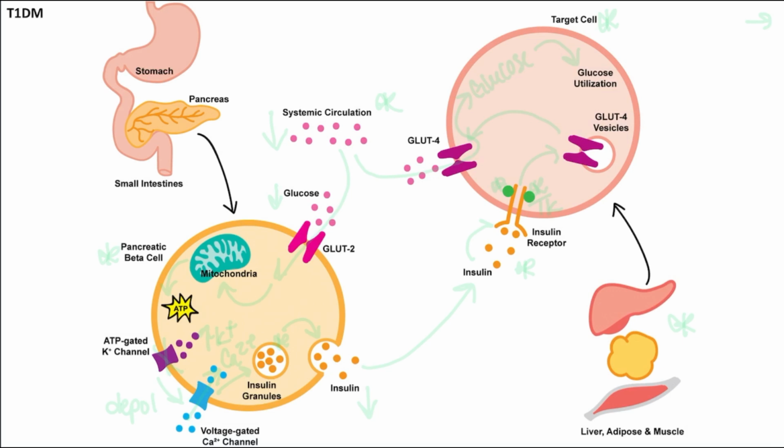This week's video, we will be focusing on diabetes. Specifically, in this video, we'll focus on type 1 diabetes. But before we can discuss what goes wrong in the body that leads to type 1 diabetes, we first need to understand the insulin signaling cascade.